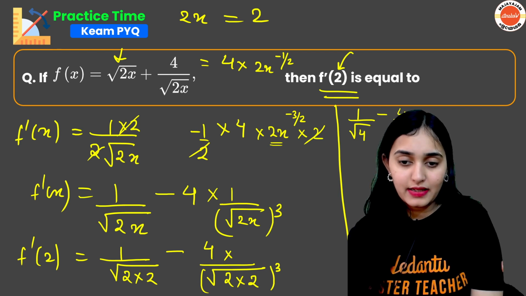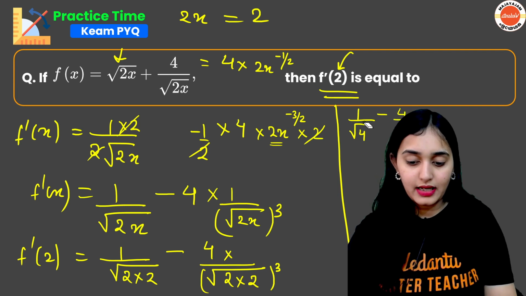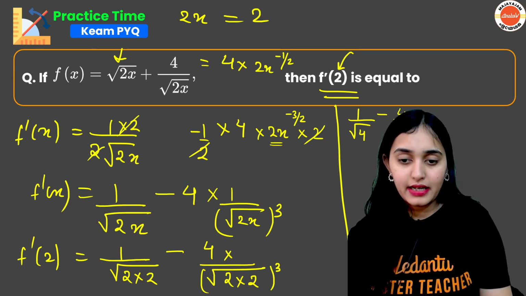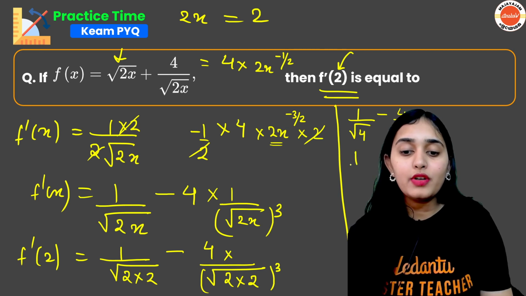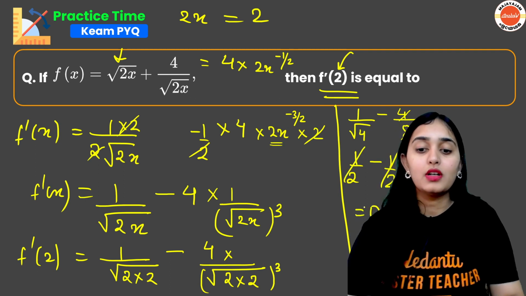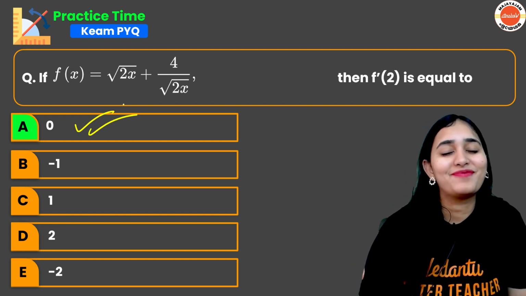So we get here basically root will get cancelled, right? Yeah, we get here 8. Now 1 upon root 4 is 1 by 2 and 4 upon 8 is 1 by 2. 1 by 2 minus 1 by 2 is 0. So you should get 0 as your answer. Option A is the correct answer.